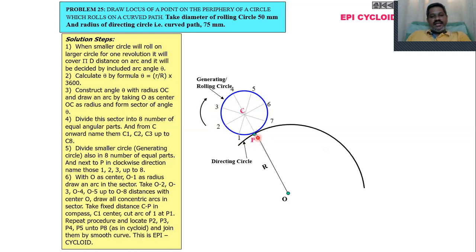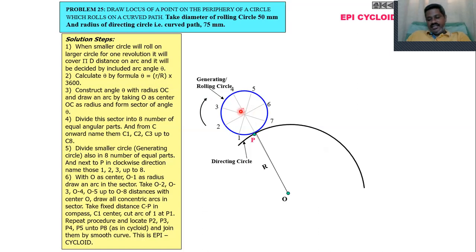Then calculate, because this circle is going to move along an angular path. In this case, we require the angular distance, that is, how much angle this circle is going to rotate. We calculate that angle using one formula: small r by capital R into 360 degrees gives us the angle that the generating circle is going to rotate.